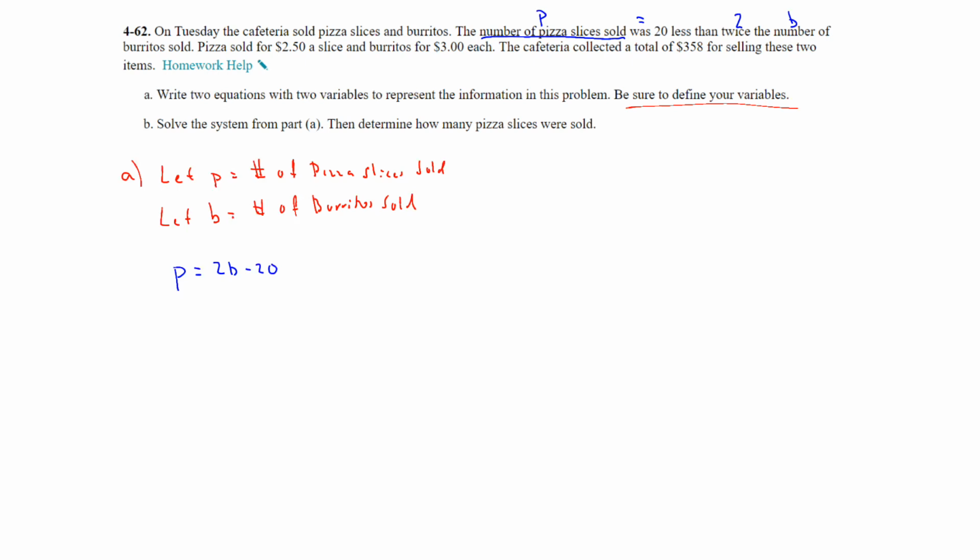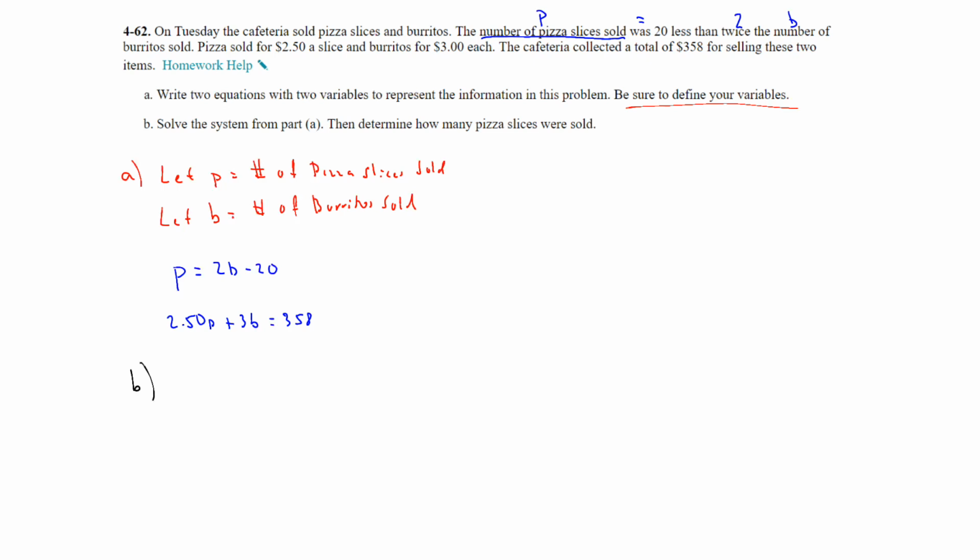Then you have a pizza sold for $2.50 a slice and $3 for burritos. So $2.50 per slice of pizza plus $3 per burrito. The cafeteria collected $358. So there's your two equations.